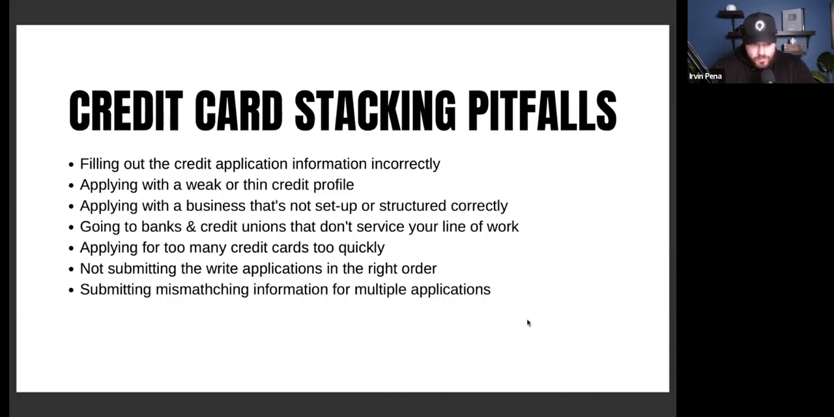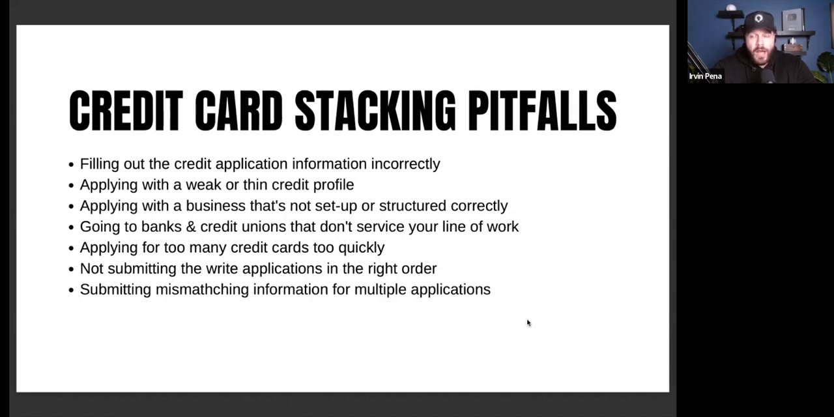Credit card stacking pitfalls. I want you to screenshot this. I want you to put this on your fridge. I want you to put this whenever you go to apply for a couple of credit cards. Keep it in front of you. Filling out the credit card information incorrectly. That's elementary, but you'd be surprised how much that happens. Applying with a weak or thin credit profile, applying with a business that's not set up properly or structured correctly, right? Going to banks and credit unions that don't service your line of work. I see that happen all the time.